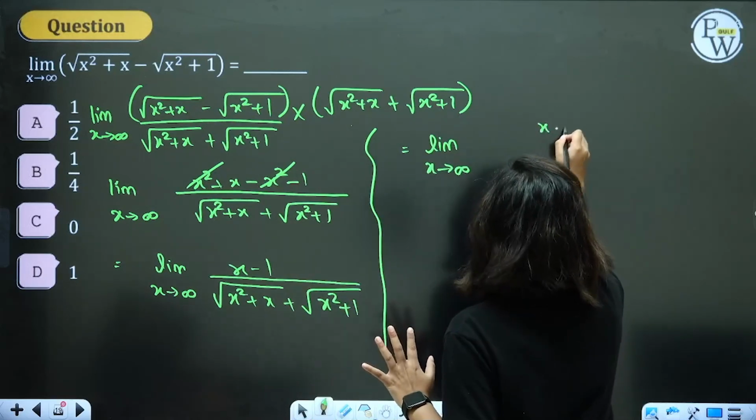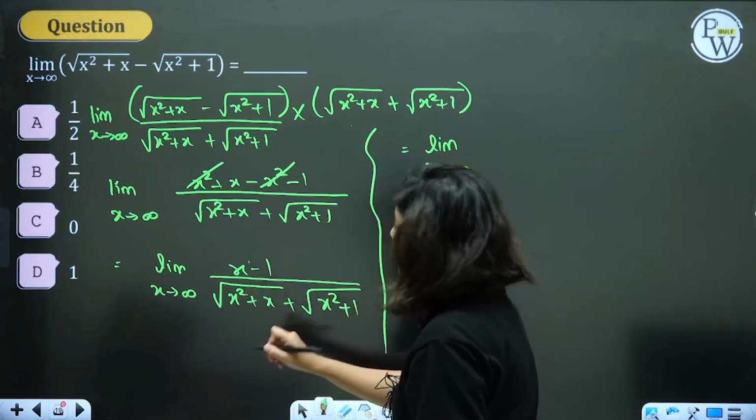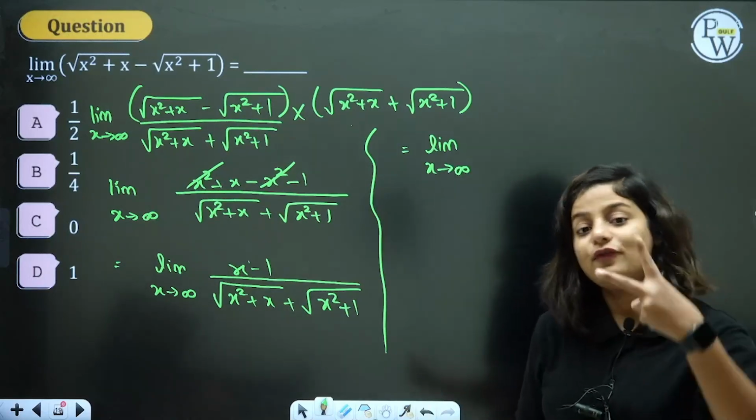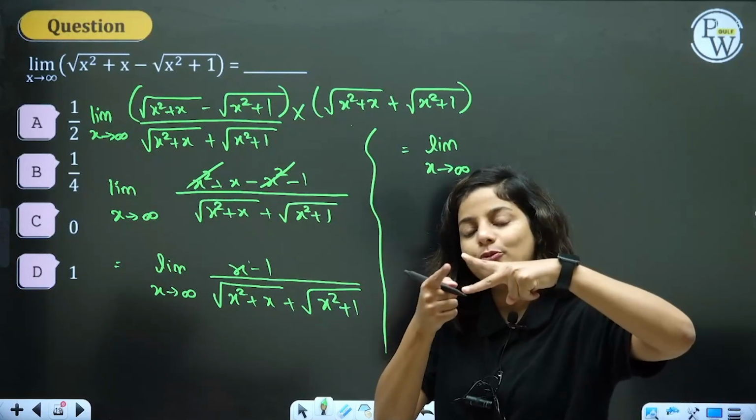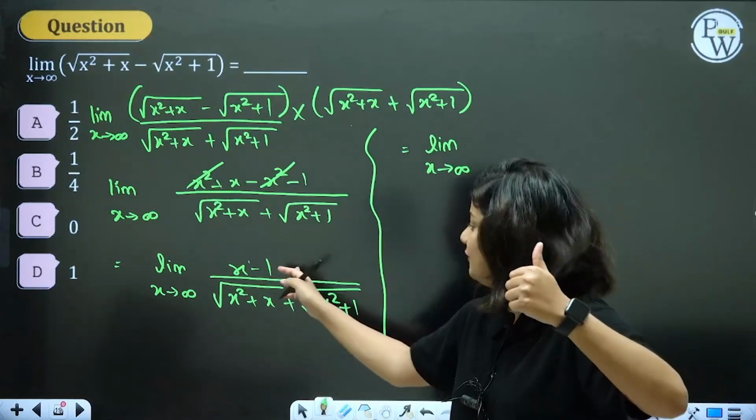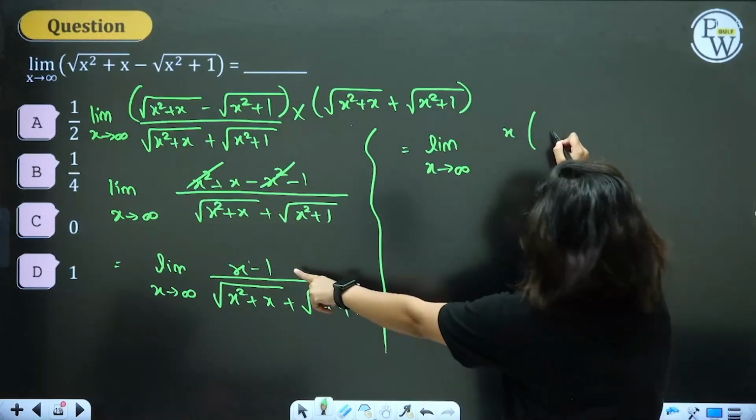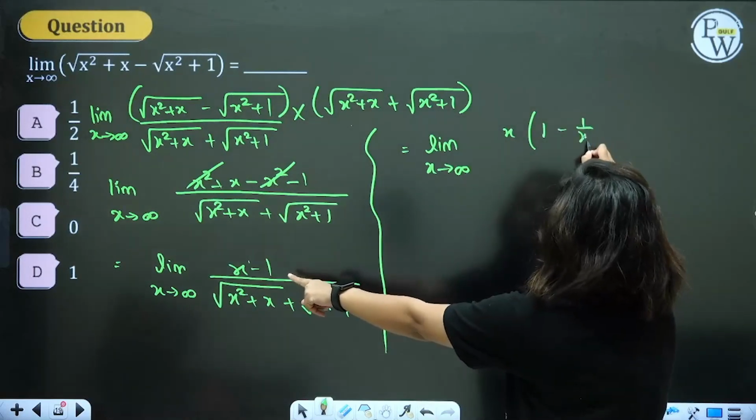Numerator, we can't do anything. What is the highest power in numerator? From numerator, you have to follow the two steps. Two steps: highest power from numerator and denominator taken common, then substitute limits. Highest power of numerator is x. So from numerator, take x common. Inside, first term will have 1, second term will have 1 by x.